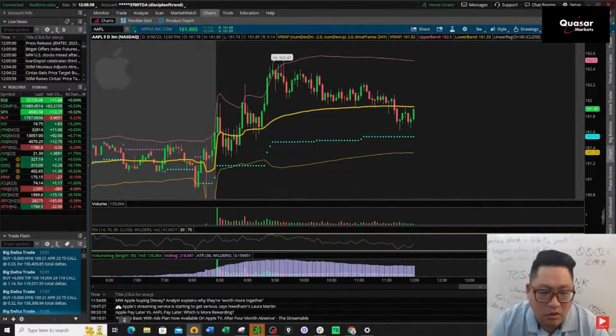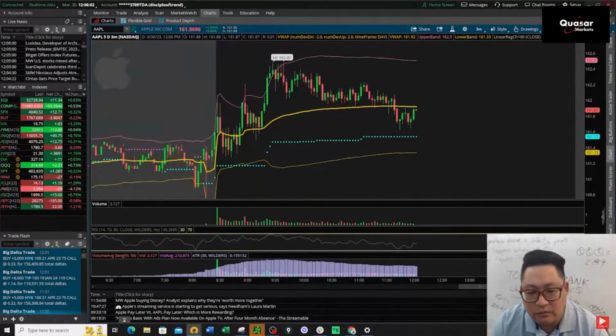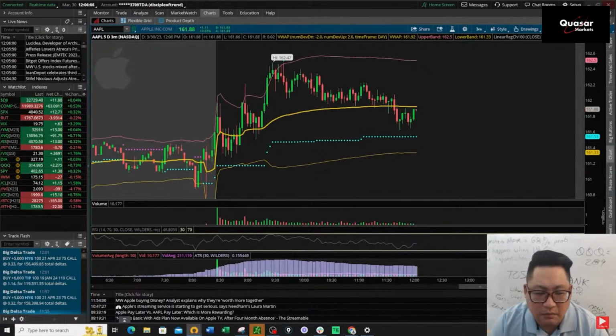But prospectively, I just focus on volume. I look for upticks in volume. I use the RSI indicator, and I use the VWAP with the ATR trailing stop.